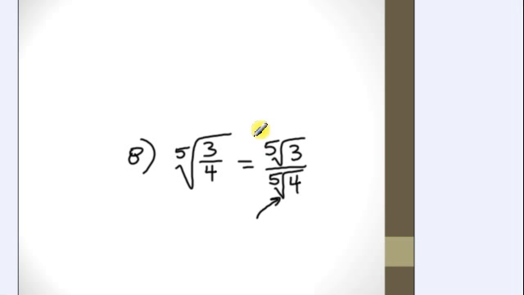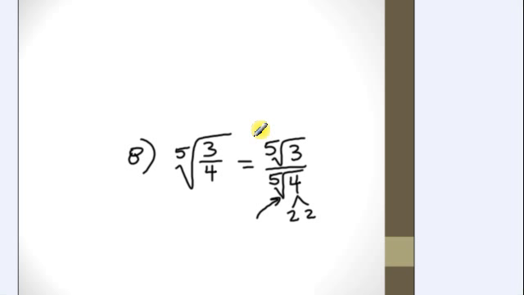So I do need to get rid of that by rationalizing the denominator. Now, to take the 5th root of something, I need 5 common factors. Well, right now, 4 is 2 times 2. So I only have 2 common factors. I need 3 more of them.